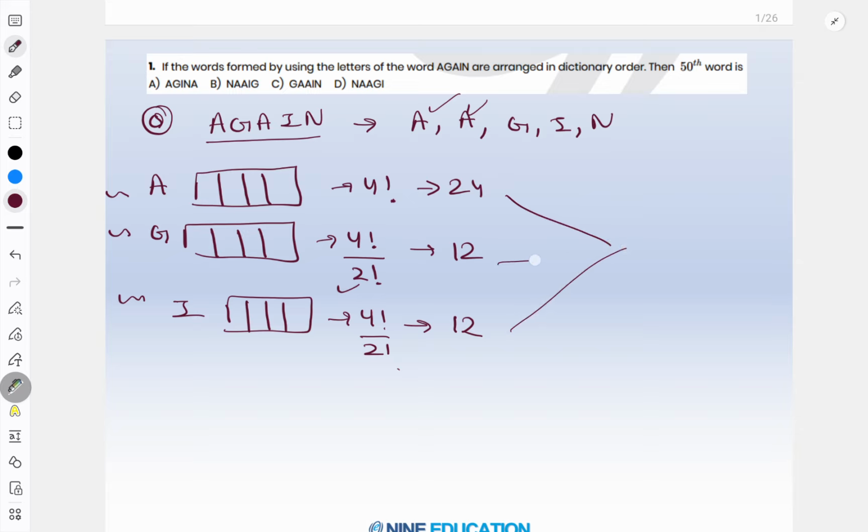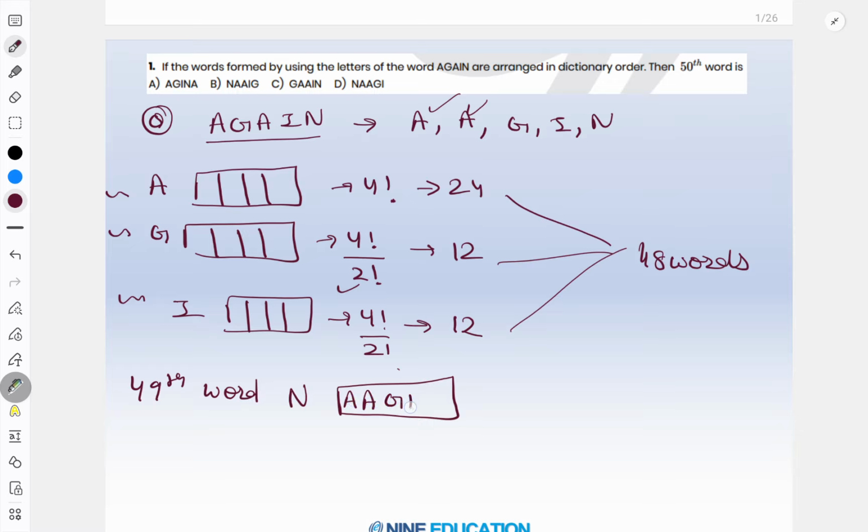In total, how many words are written? 48 words. Then the 49th word will be starting from N, and if you arrange it in dictionary order, it's N-A-A-G-I. That's the 49th word. The 50th word should be N-A-A-I-G. So that's the 50th word. Option B is correct.